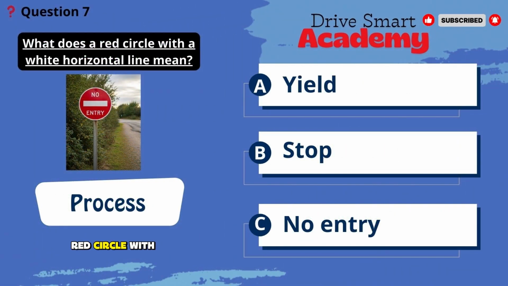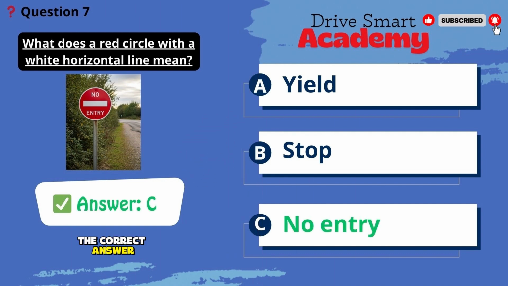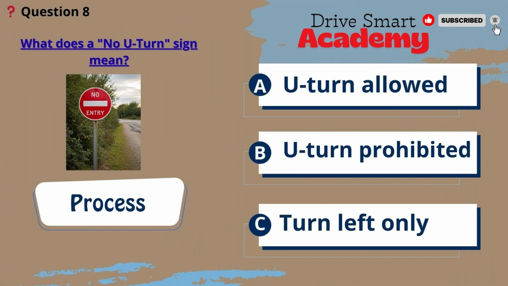Question 7. What does a red circle with a white horizontal line mean? A. Yield. B. Stop. C. No entry. The correct answer is C. No entry.